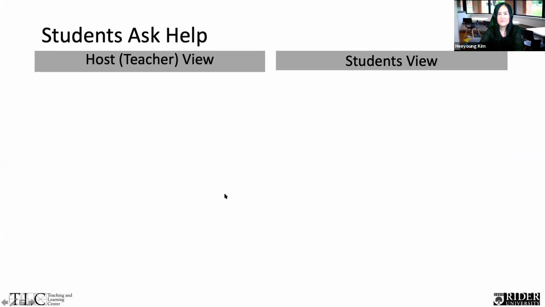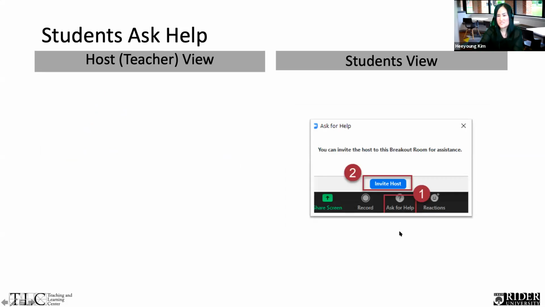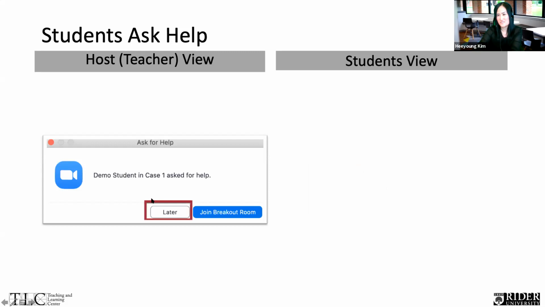During the breakout session, this is the breakout rooms menu option. In the breakout room, there is an icon for ask for help. So they don't have to go in and out of their breakout room looking for help from you. They can just click ask for help and click invite the host, which will notify you. You're in the main room or with group two, and you will get this kind of message. You can join the room or you can deny it. If you're helping another group, you can say later.